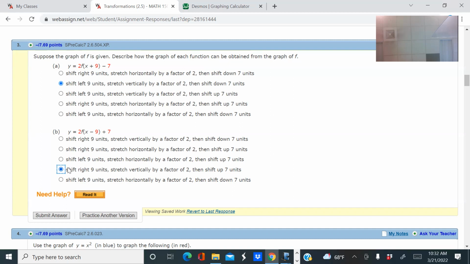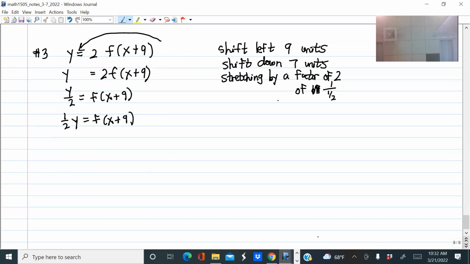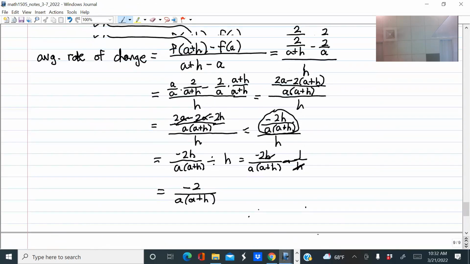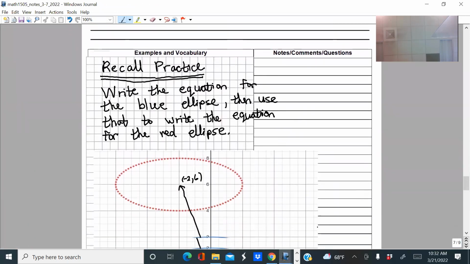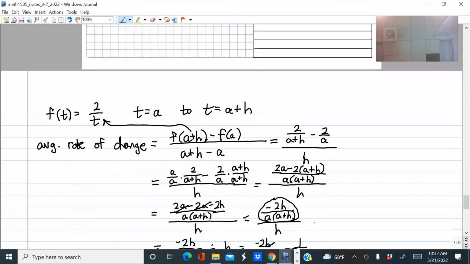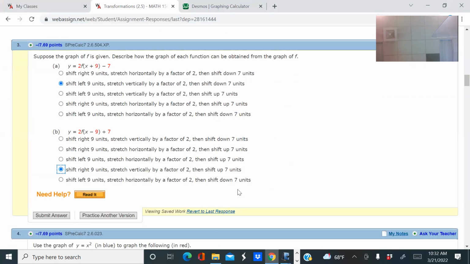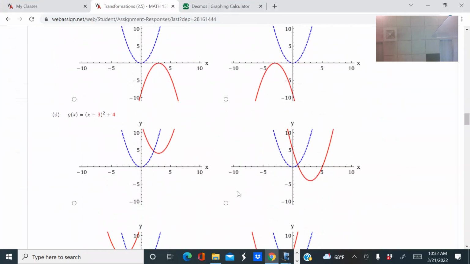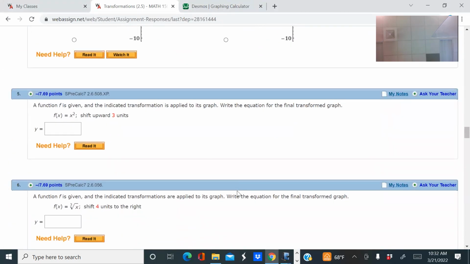Well, let's try another one and see if we've got it. All right, so the next one I wanted to look at, I think, was 5. Let's see if we can do 5. Oh, that one's almost too easy. Here, we're just asked to fill in the formula.